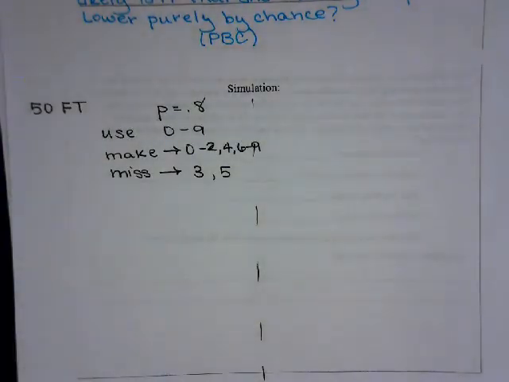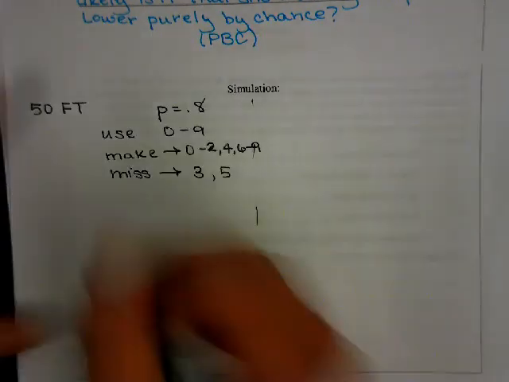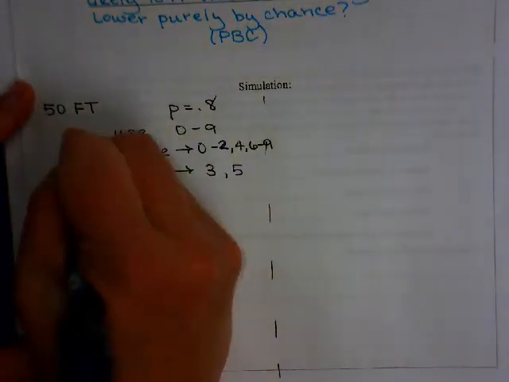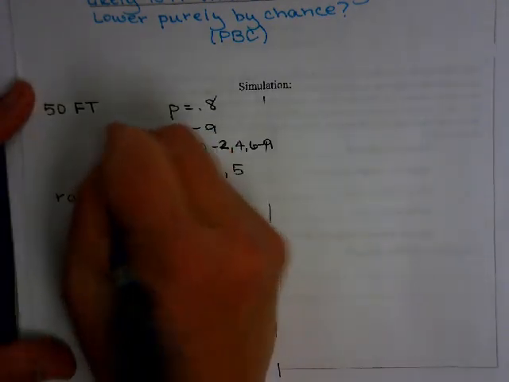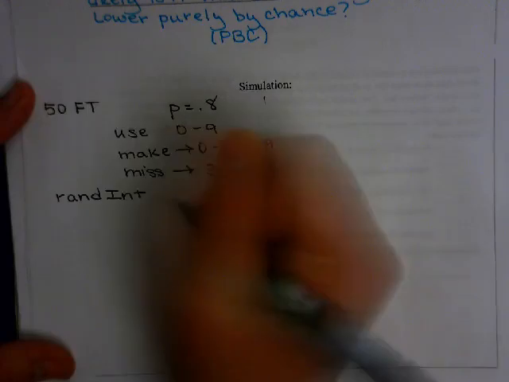So, in your calculator, use your random digit generator, randInt. If you have an older calculator, it doesn't prompt you, but it wants to know the lowest number, the highest number, and how many numbers you want. And we want 50 of them.